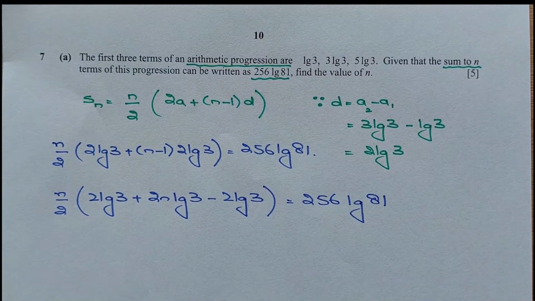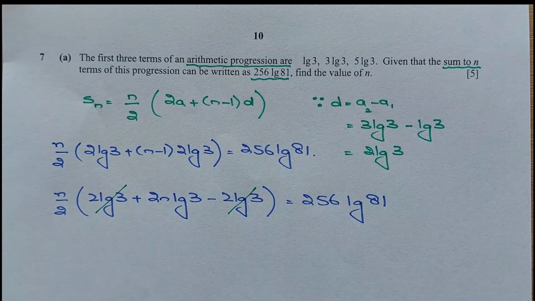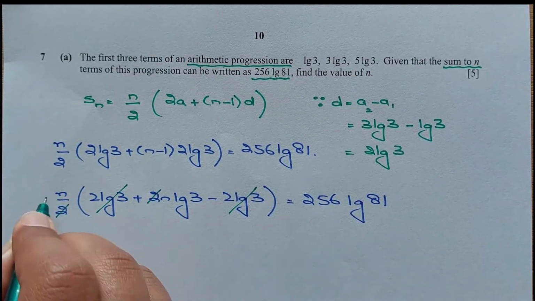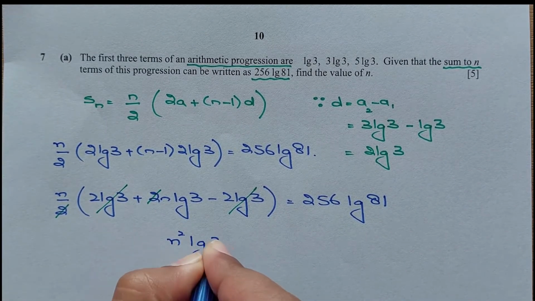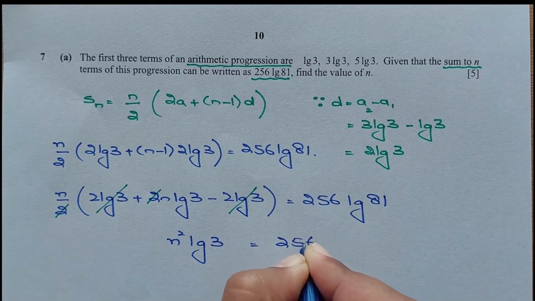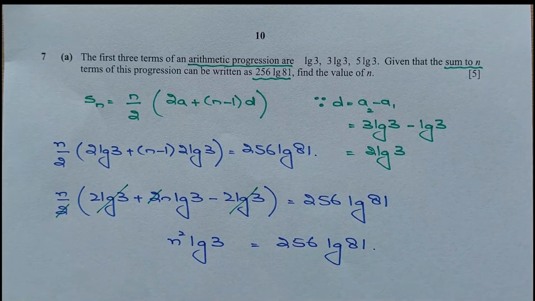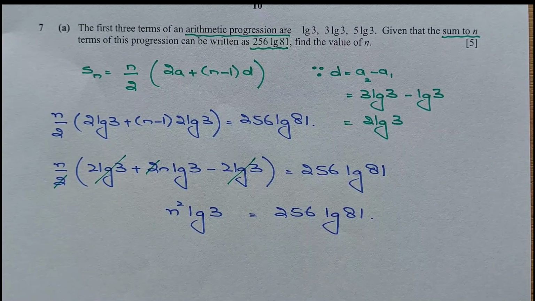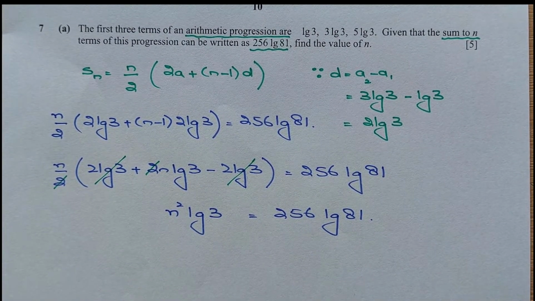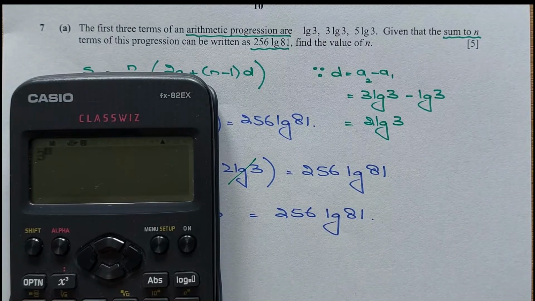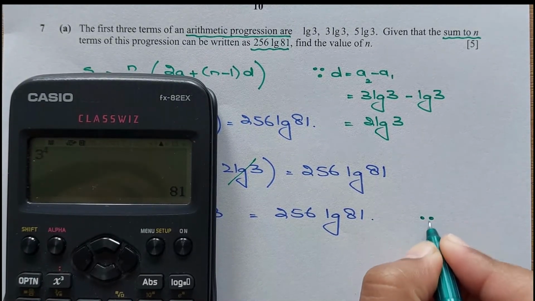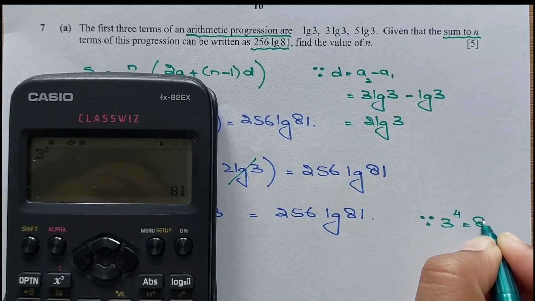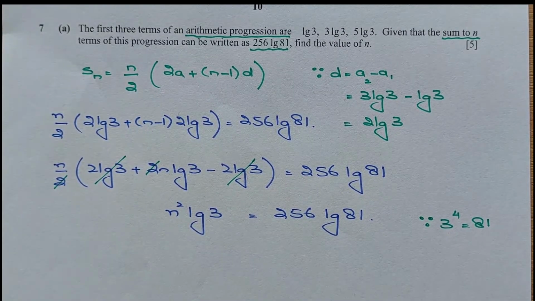Okay, so we have 2 log 3 minus 2 log 3 just cancel, and this 2 is also cancel. We can cancel 2 and 2. N times n is n square and log 3. So n square log 3 is 256 log 81. Okay, so we need to make the same log 3 and log 81. So 81 is 3 power 4. So we can replace this 81 with 3 power 4.